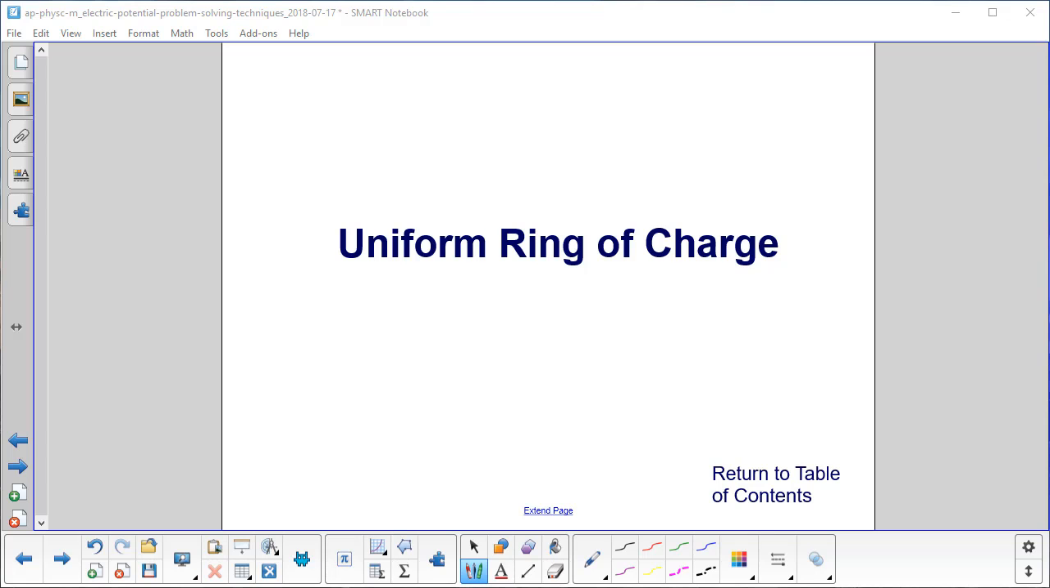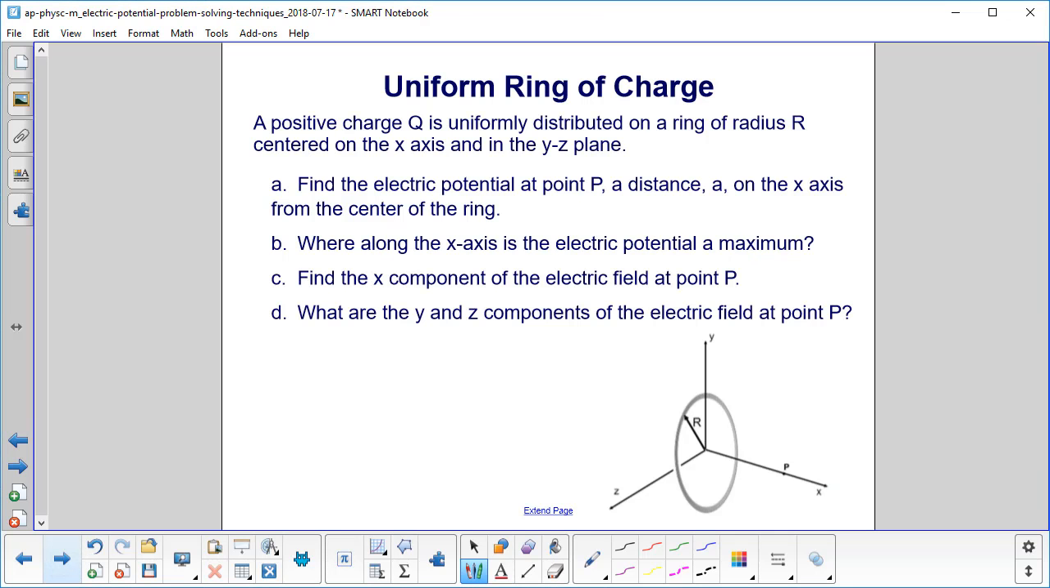Uniform ring of charge. A positive charge Q is uniformly distributed on a ring of radius r centered on the x-axis and in the yz plane. So here's our x-axis down here, here's y, here's z. Find the electric potential at a point P, a distance a, on the x-axis.